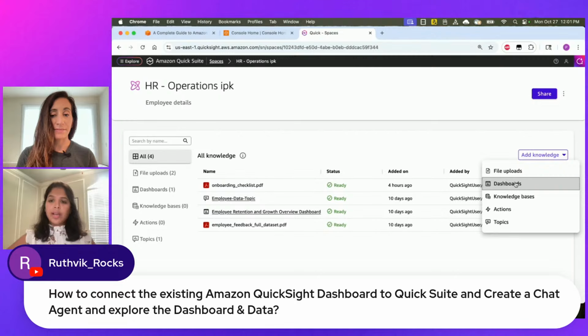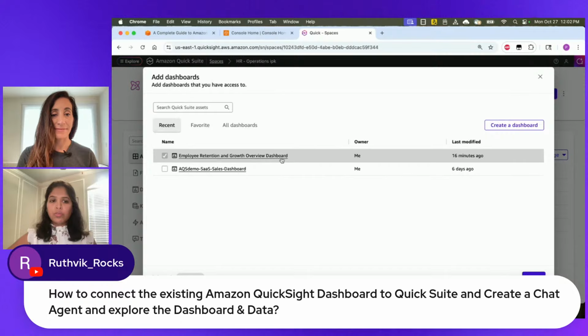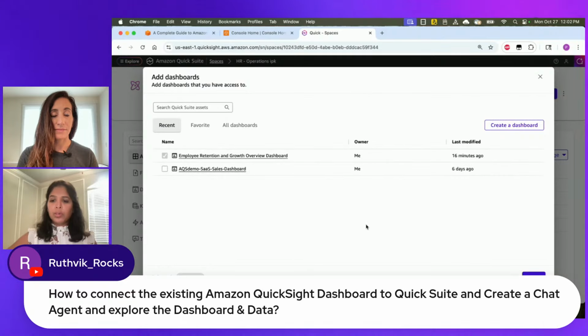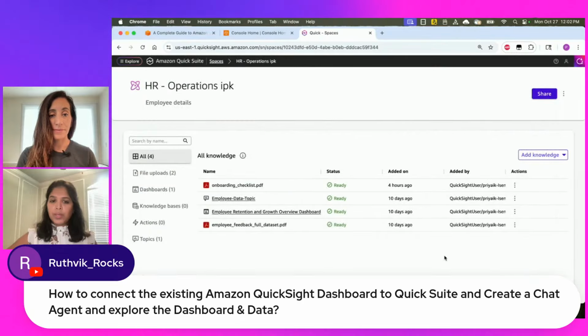When you click on dashboards, it gives you access to all the dashboards that you specifically have access to. Again, you need to have access to the underlying resources for you to ask a question to the chat agent. You'll get a list of dashboards that you have access to, and you can pick and choose which dashboard you want to bring into the space. That's how you would add a dashboard to the space, and then for the chat agent, you can link which specific space your chat agent has to refer to.